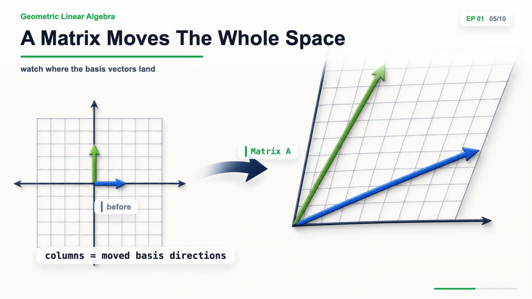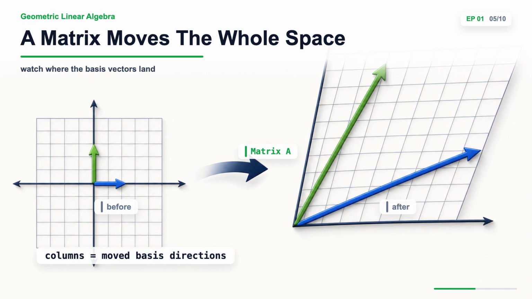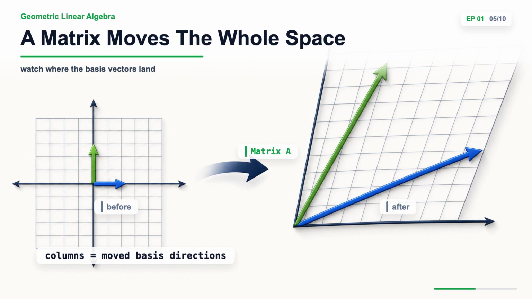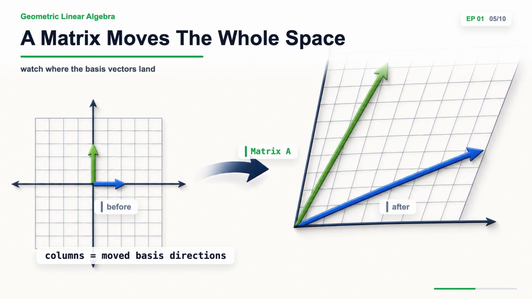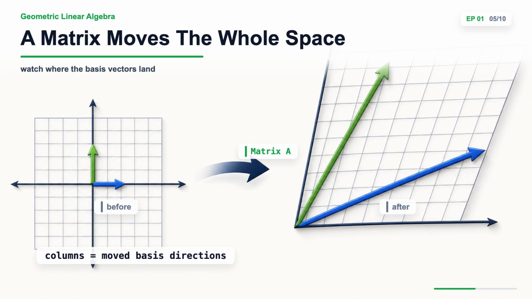Now we can introduce matrices. A matrix is often taught as a rectangular table of numbers, but geometrically, a matrix is a transformation of space. To understand a 2x2 matrix, watch what it does to the two basis vectors. The first column tells you where the first basis vector lands. The second column tells you where the second basis vector lands. Once those two landing positions are known, every other vector follows automatically.